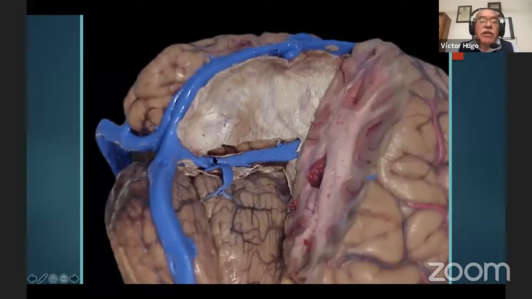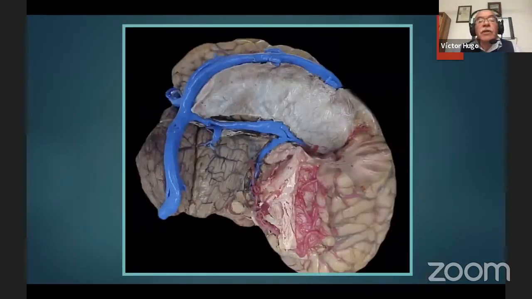Here we have the straight sinus that goes posteriorly to enter the confluence of these veins, the superior sagittal sinus and transverse sinus. If we advance the dissection, we have two major distributors into the great vein, also known as vein of Galen or Galen's vein.